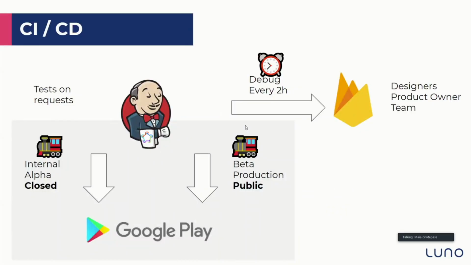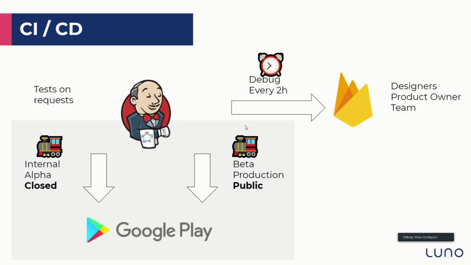So now on to our continuous integration and continuous delivery system. We use Jenkins, and the process starts when you make a pull request: the unit tests are run on Jenkins. The next thing that happens is that every 2 hours, we build a debug version. A debug version can be installed in parallel to a beta or an alpha or a production version, and the debug versions get distributed using Firebase. This allows our designers, our product owners, and the team to get a fresh version of the latest in our develop branch within 2 hours.